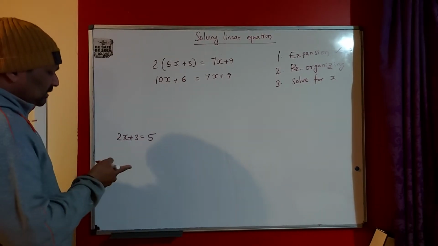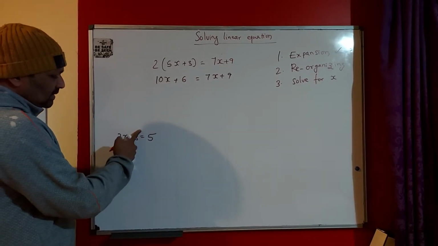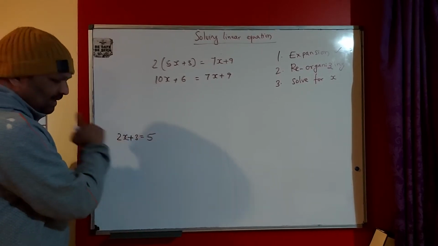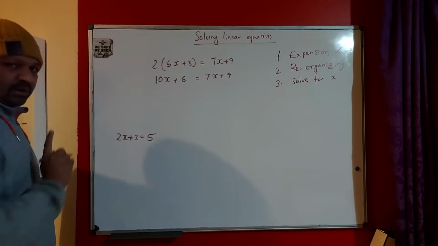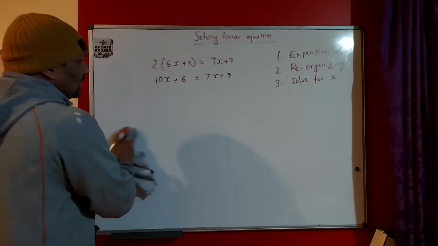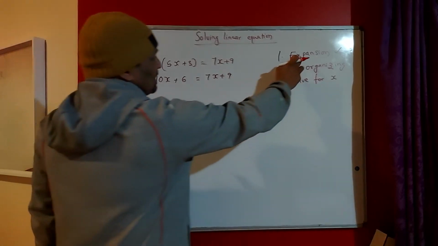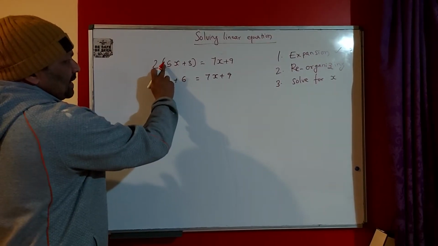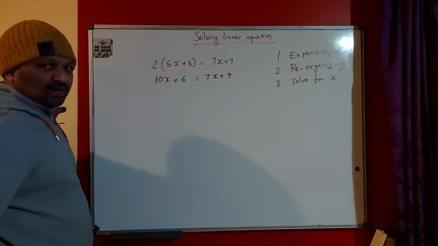Okay? There are just 3 terms. This is one term, this is another term, this is another term. So, this is a constant term, this is a constant term, and this is an x term. And the power of x is 1. So, that is why it is a linear equation. Okay? Next, the first part, expansion, is done. In this case, we have a bracket only on the LHS side.